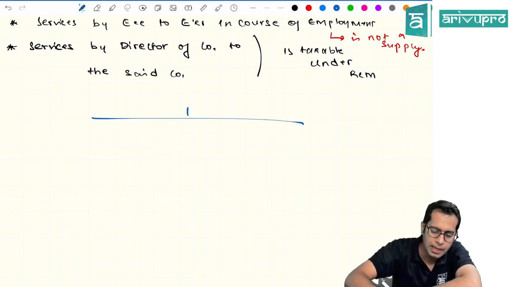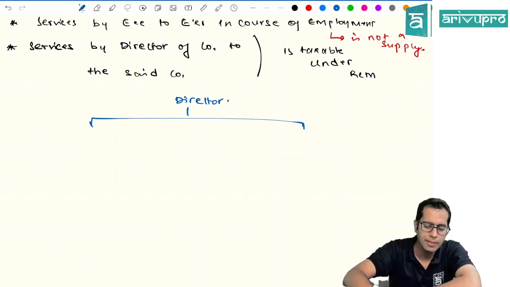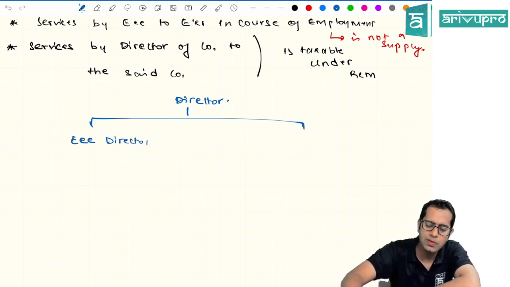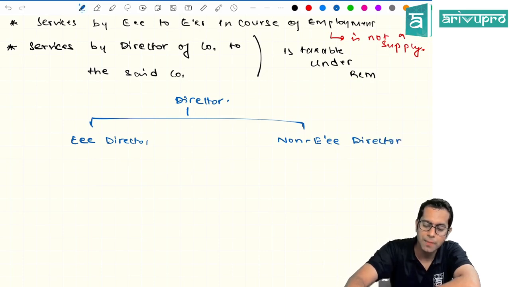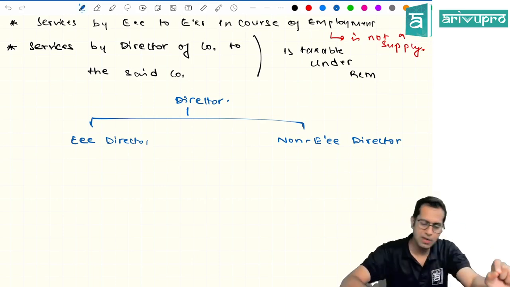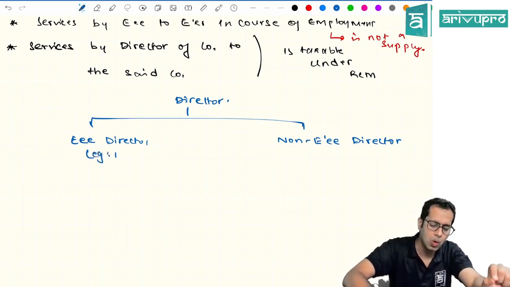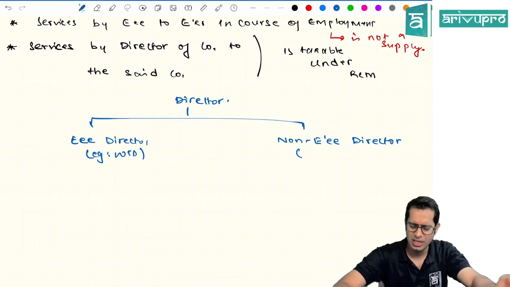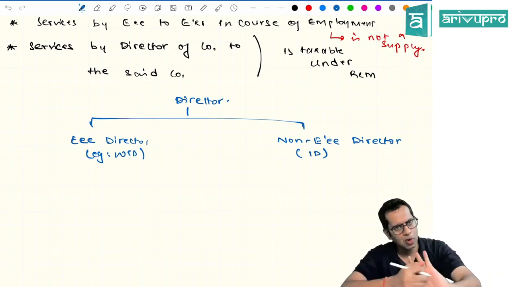Now, please note, a director of the company can be of two types. One is called an employee director, another one is called a non-employee director. Meaning, one person is a director of the company who is an employee of that company, for example, a full-time director. Another type of director is a non-employee director. For example, he can be an independent director. An independent director is not an employee of the company.